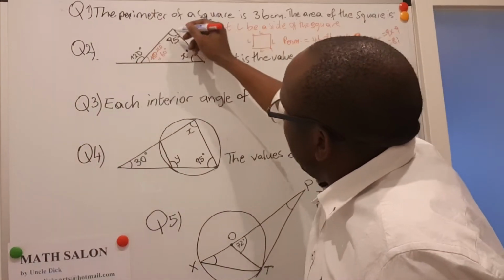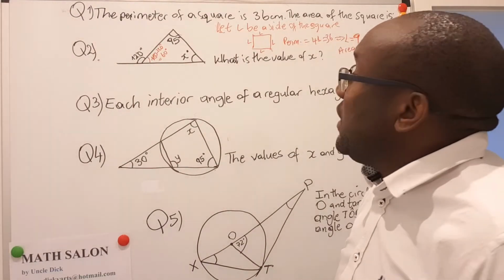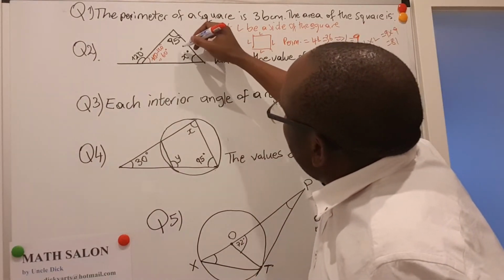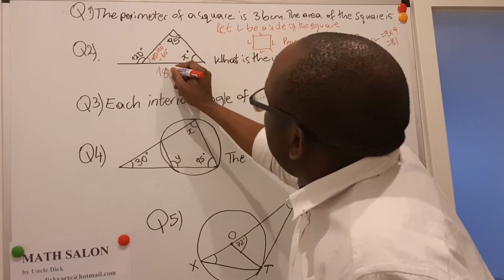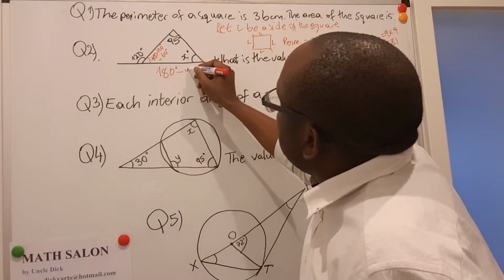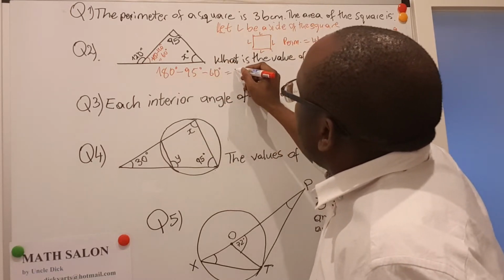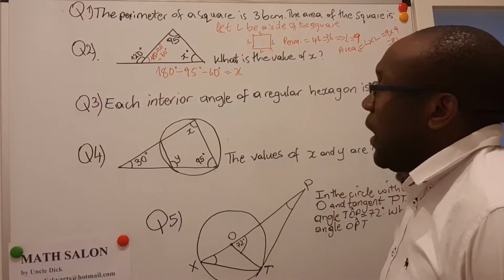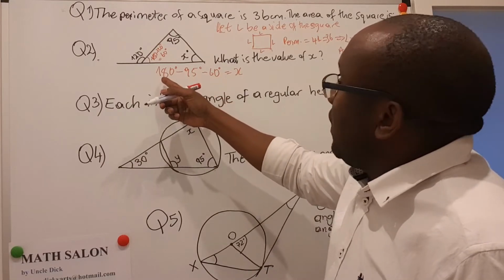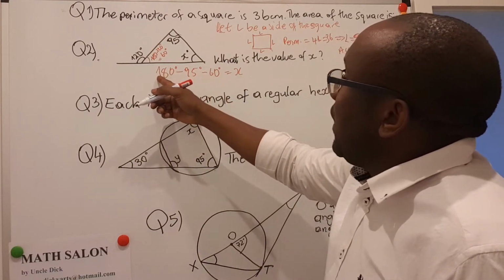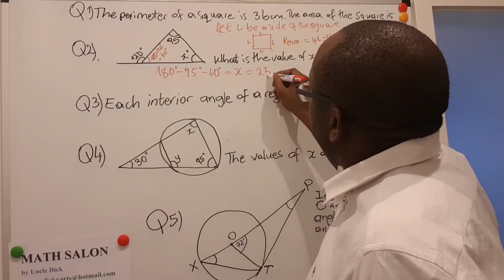Then this triangle here has 3 angles, and the sum of the angles of a triangle gives 180 degrees. So it means we will just take 180 and subtract these 2. That means 180 degrees minus 95 degrees minus 60 degrees should be equal to x. So 180 minus 95 is 85. 85 minus 60 is 25 degrees.